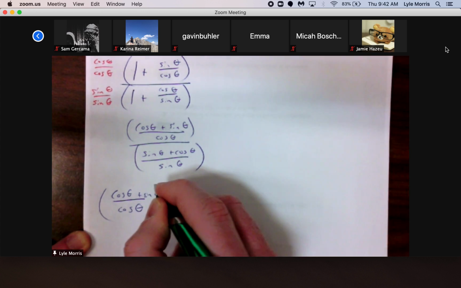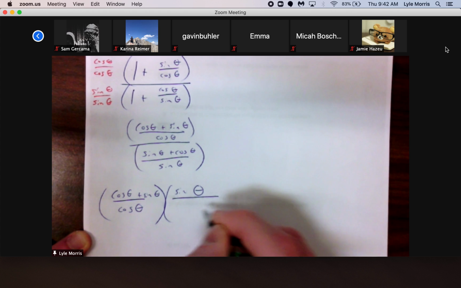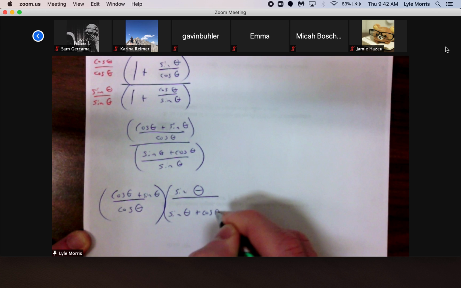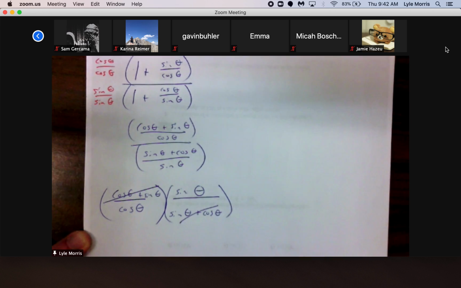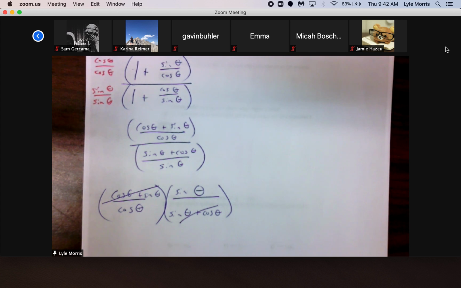I need to slow down and write neater. Over sine of theta. See where this is going? Mm-hmm. Over sine of theta plus cos of theta. Well, these bad boys can cancel. And we're left with sine over cos.